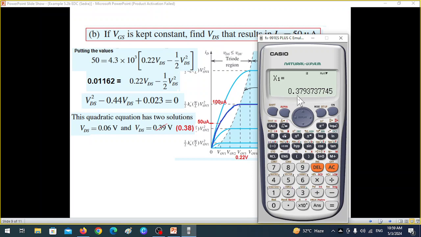So this is actually 0.38. The book has given 0.39, but it doesn't matter really. The other value is x2, which is 0.060. So this is the second value.